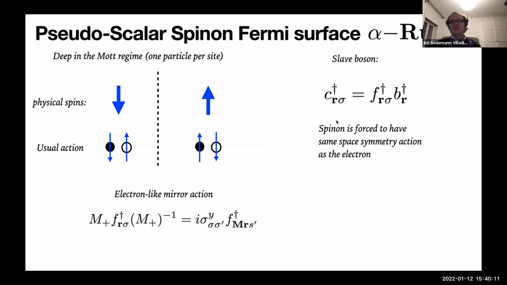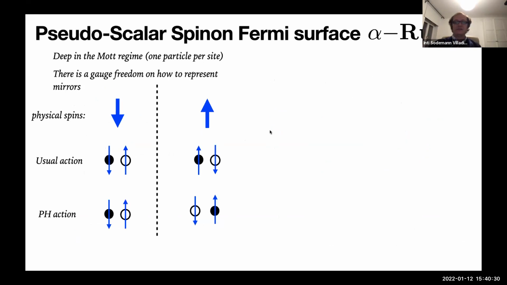So the problem is that the slave boson parton representation forces the spinon to transform under point group in the same way as the electron. And that, in a sense, is something that you're doing by hand without realizing. There are other possibilities, okay, is what I'm trying to say, in which you don't make the spinon transform in the same way as the electron. Especially when you're deep in the Mott regime, when you have a very good insulator, there are two ways to represent mirrors, okay?